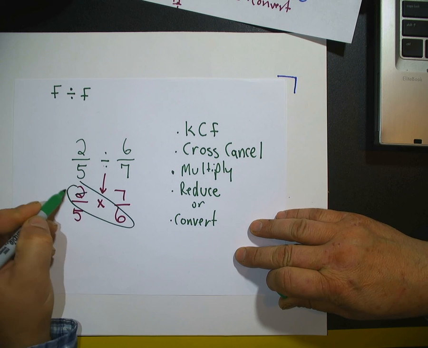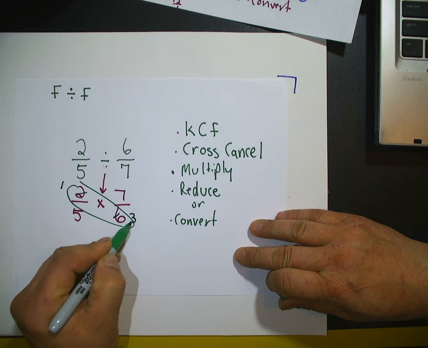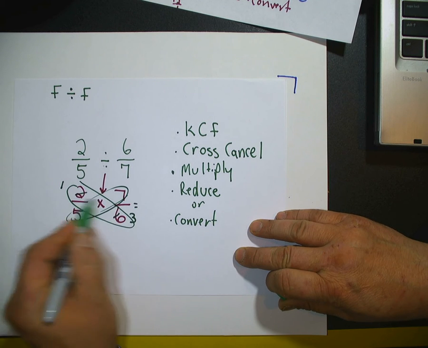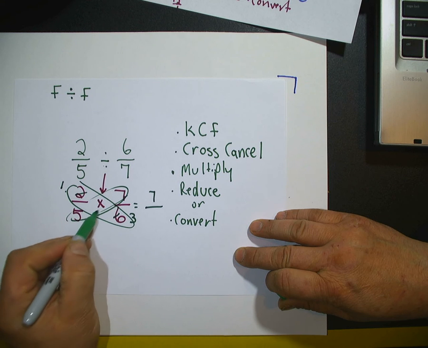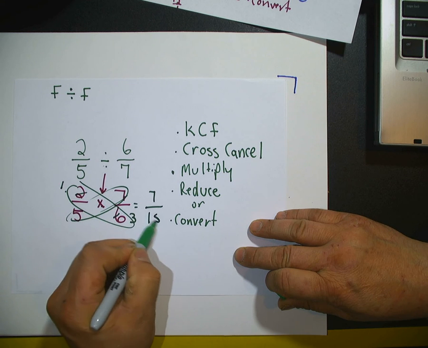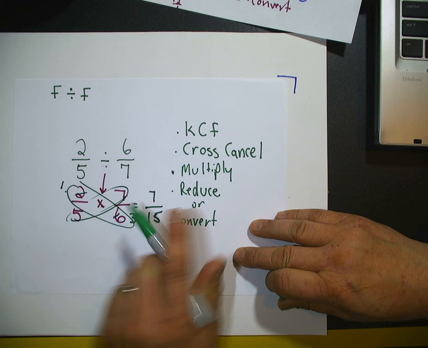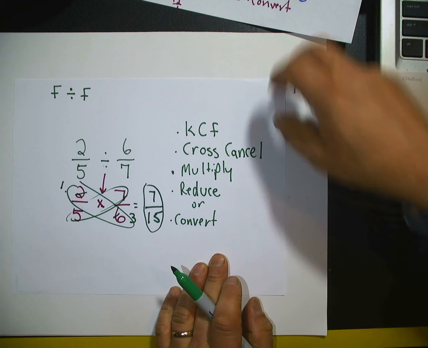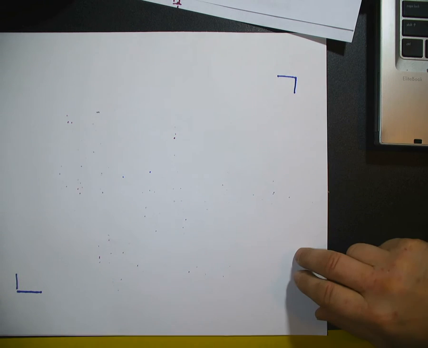2 and 6. 2 goes into both of those numbers. 2 goes into 2 once. 2 goes into 6 3 times. 7 and 5 don't have any common factors. 1 times 7 is 7. 5 times 3 is 15. They don't have any common factors, so I don't need to reduce. Get More Math will take that answer. We're good to go. Fraction divided by a fraction, sorry.